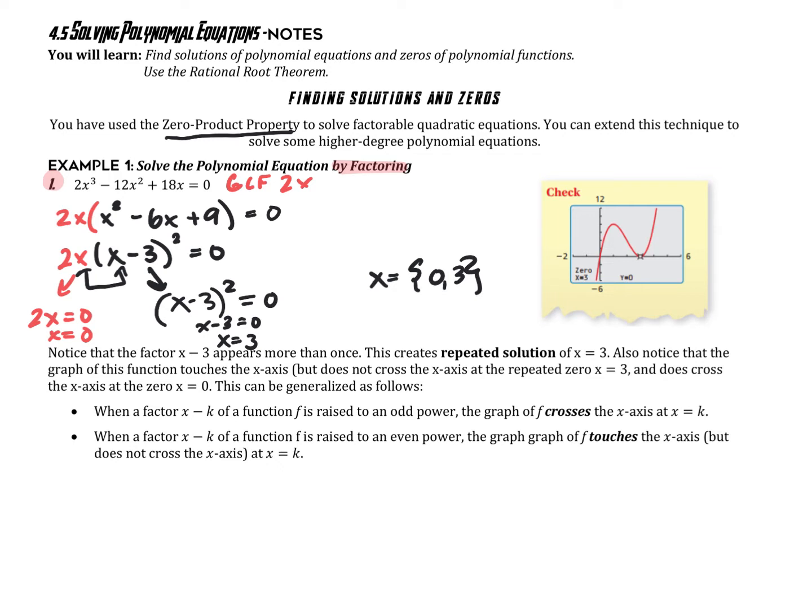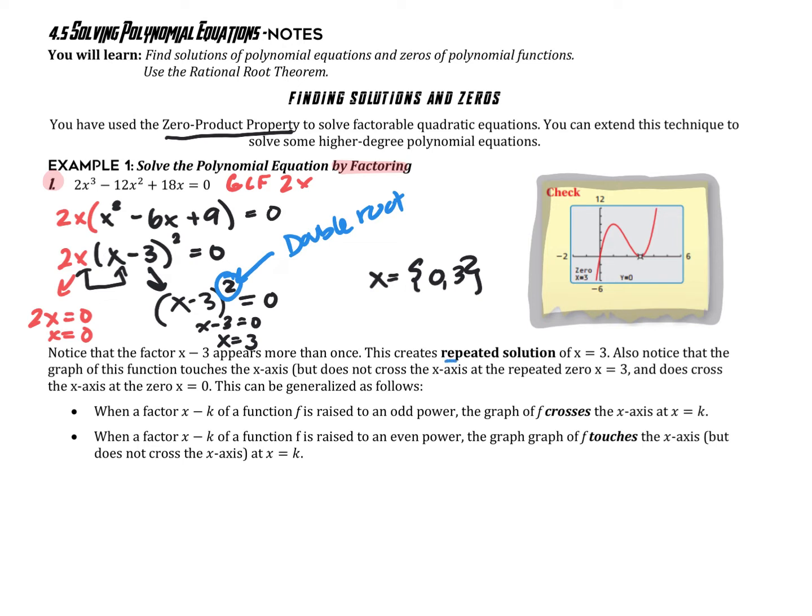What I want you to notice over here on the right-hand side is we actually have the graph of the polynomial function which has these zeros. And notice that we had this squared sign happening here, and that's called a double root or a repeated solution. Because for x equals 3, we could have rewritten that as (x minus 3) times (x minus 3) equals 0.